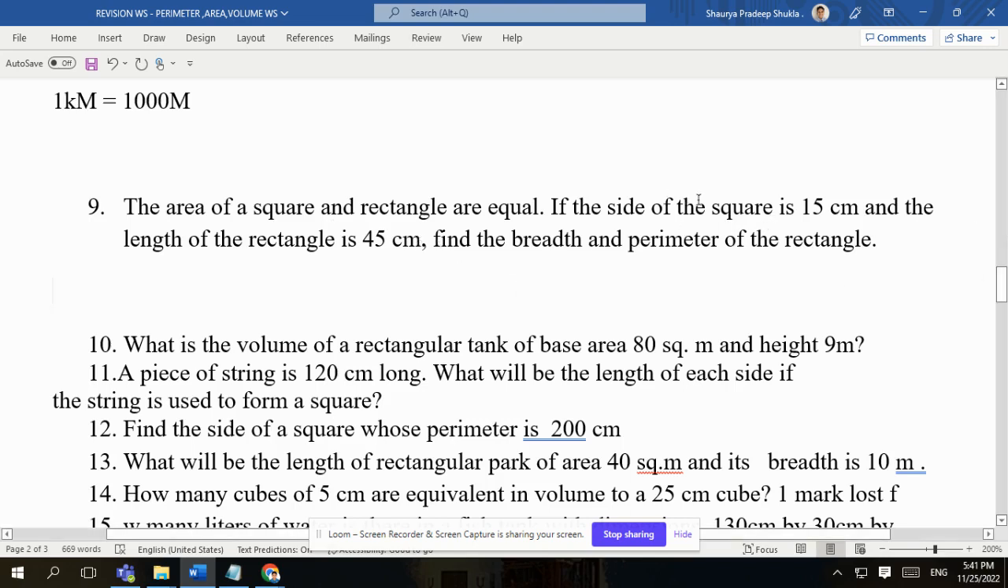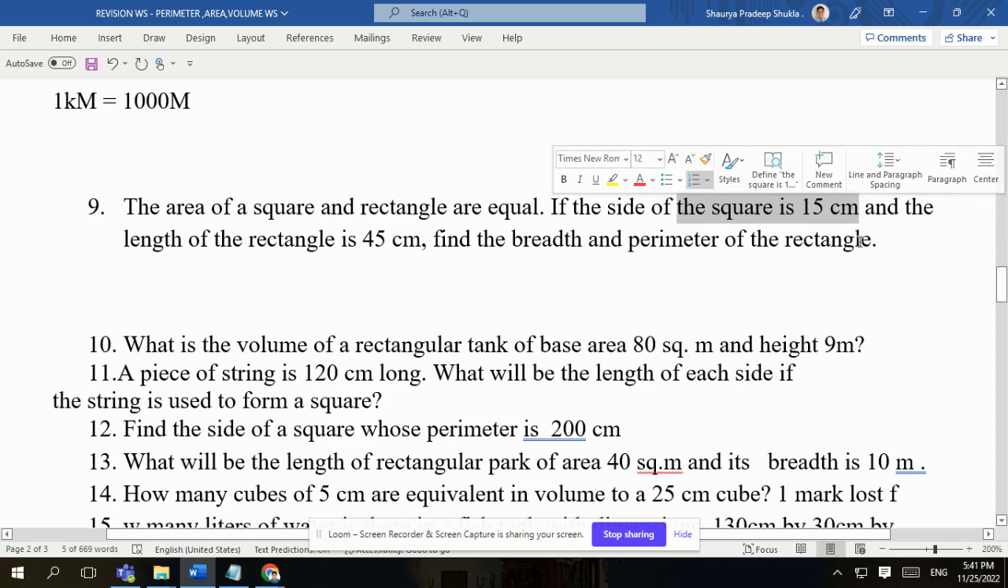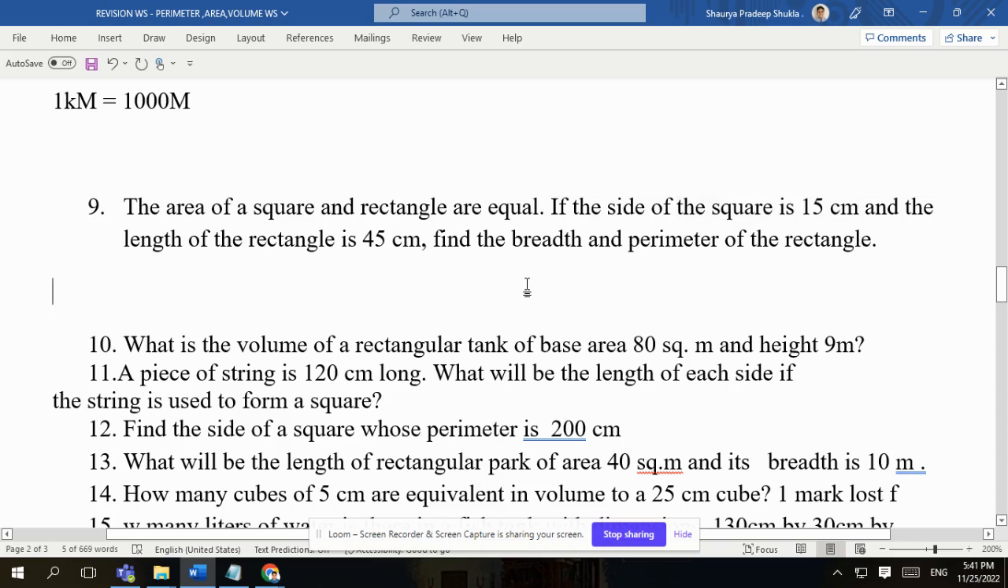So the area of a square is how much? If the side is 15, we have to calculate the area, so it will be 225 centimeter square. Let's focus here. That is nothing but also the area of the rectangle.